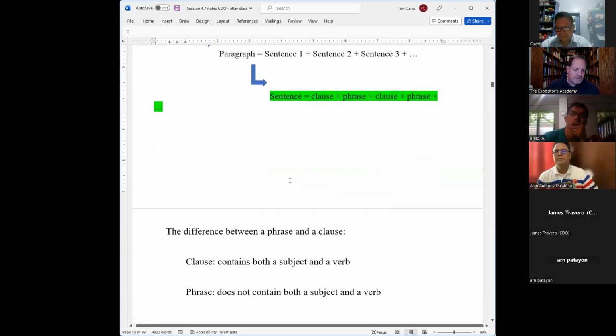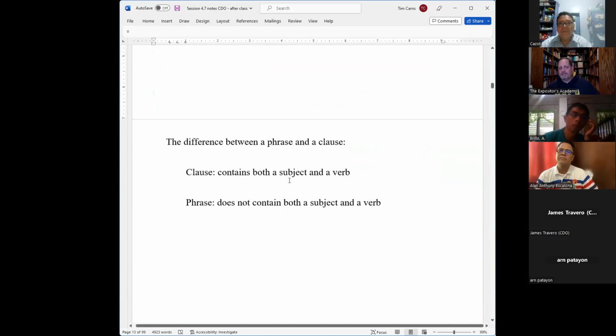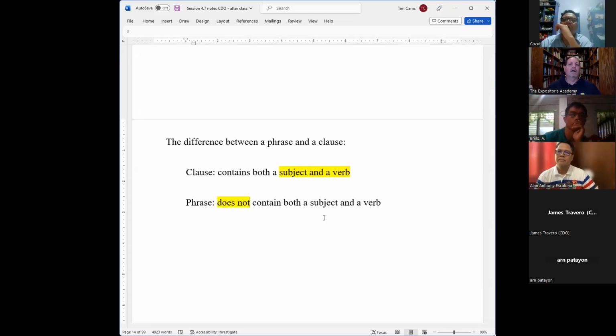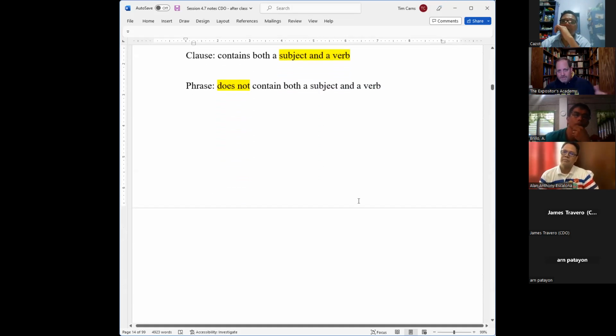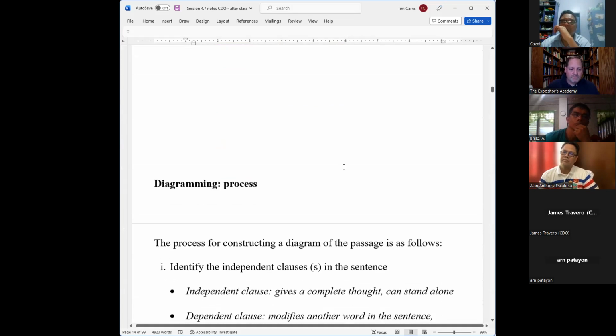If you remember, the difference between a phrase and a clause is that the clause has a subject and a verb. A phrase does not have both a subject and a verb. It may have a verb, but if it doesn't have a subject, then it's considered a phrase. A clause actually has a subject and a verb. It's describing what a subject is or what a subject is doing. That's a clause. Again, this is all by way of review. We've looked at this before.